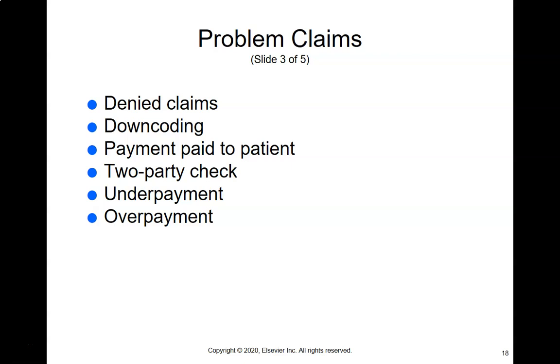Overpayments can happen for any of the following reasons. A payment was made twice for the same date of service. A payment was made that was greater than the contracted allowable. A payment was made for a patient and date of service that does not exist. And a payment was made for a service that was not performed for a specific patient.